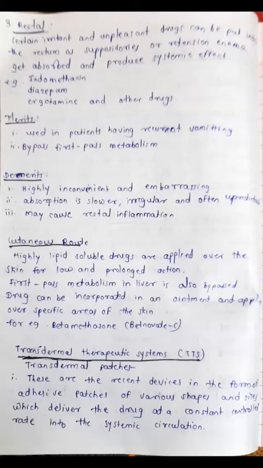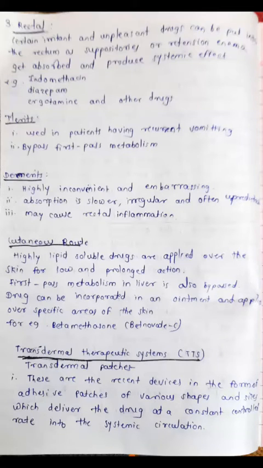The drug can be incorporated in an ointment and applied over specified areas of the skin. For example, betamethasone or Betnovate C. So this is about the cutaneous route. Then now we will discuss the transdermal therapeutic system. This is also an important question.